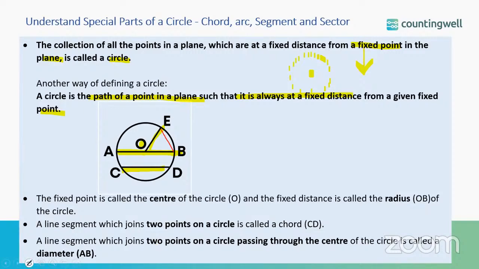What is a diameter? Diameter is the longest chord. It should pass through the center of the circle. So the only chord passing through the center of the circle is the line segment AB. That's why AB is the diameter of the circle.